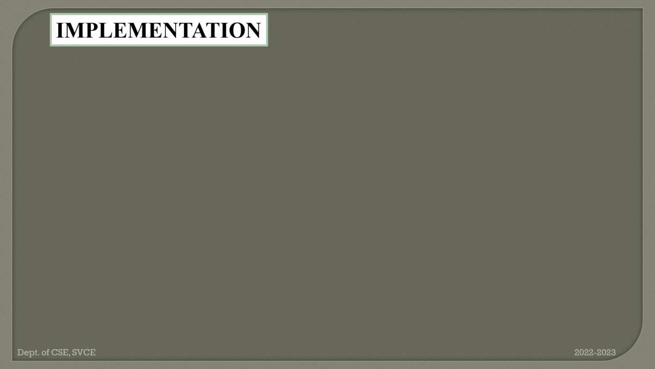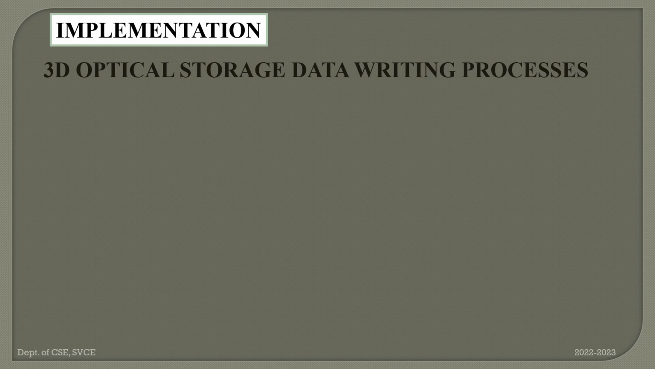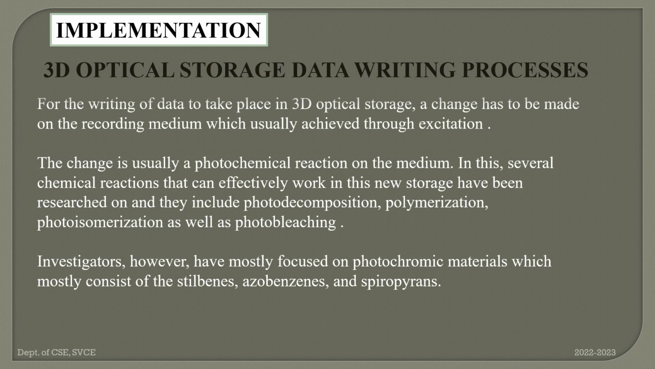In this slide, we will see about implementation. Implementation has two processes. Firstly, we will discuss the 3D optical storage data writing process. For the writing of data to take place in 3D optical storage, a change has to be made on the recording medium, which is usually achieved through excitation. The change is usually a photochemical reaction on the medium.